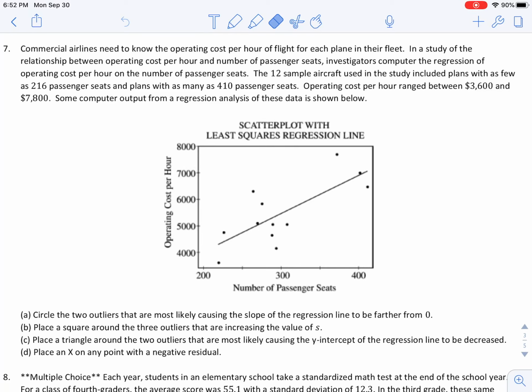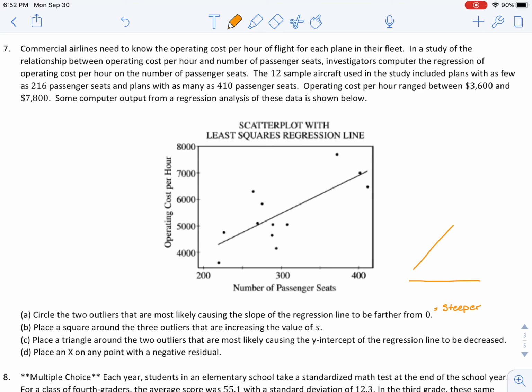Okay guys, for the outlier question, the first part is talking about causing the slope of the regression line to be farther from zero, because right now it's decently steep, it's increasing, but farther from zero is another way of saying for this problem, steeper. Because if it's zero, it's horizontal. So if it's further from zero, it's either going to be steeper, increasing, or if it happened to be a negative slope, decreasing, but it's not a negative sloped line. So steeper is what we're looking for.